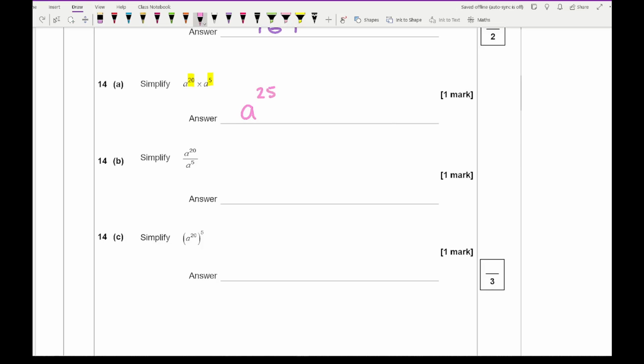Then similarly for question 14, it says we're dividing. So here we take away the powers. So it's going to be 20 take away 5, which gives us an answer of a to the power of 15. Then with brackets, what do we do here? Well, with brackets, we multiply. So here I'm going to have 5 times 20, which gives me a final answer of 100, or a to the power of 100, I should say.